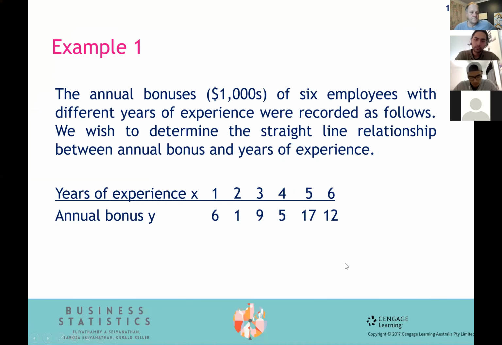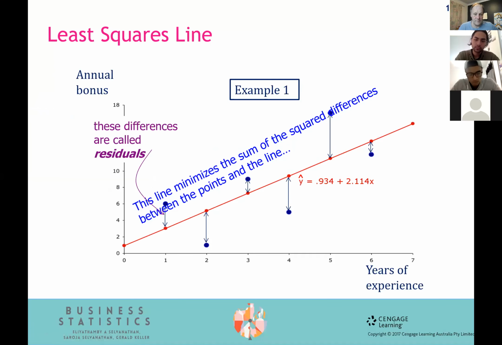Okay, this line minimizes the sum of the squared differences. So it minimizes that difference. In this particular case, they've drawn the differences slightly differently, and I'll draw it like that next time we get back to Excel. But can you see, here's the formula, and it came up with exactly the same formula, 0.934 plus 2.114 times x. Except in my case, I had these terms the other way around. Happy with that? Okay, let's see what they tell us now.